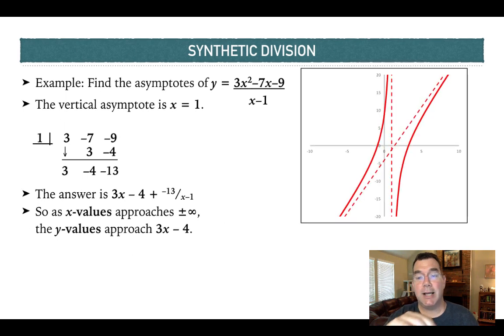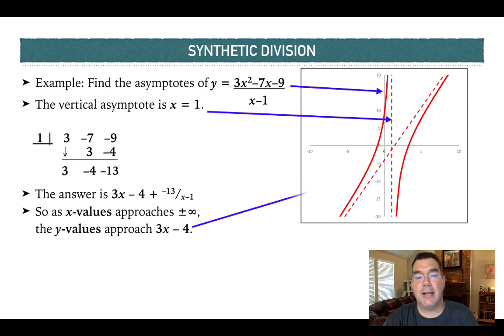All right, so that's what that looks like. There's the graph. I actually graphed it, and you can see the vertical asymptote at x equals 1, and you can also see the slant asymptote that has a slope of 3 and a y-intercept of negative 4. So it's a linear or slant asymptote. Okay, so there's the function, there's the vertical asymptote, and there's the slant asymptote right there.